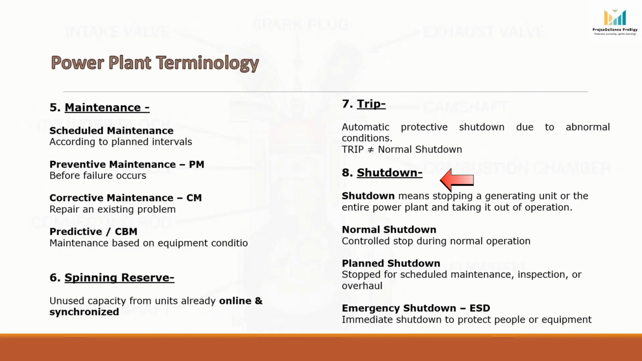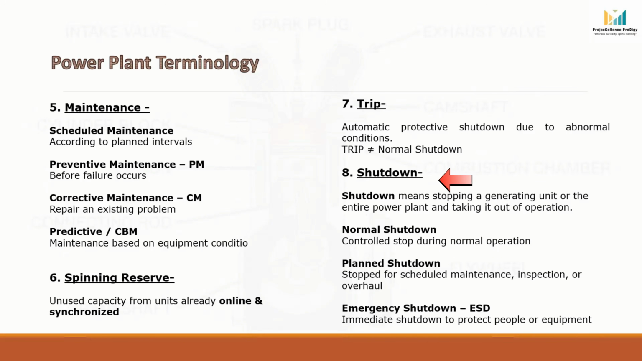For example, suppose one of our 9-megawatt gensets is running, but the grid no longer requires its power. In this case, the operator will normally reduce the engine load gradually, unload the generator, disconnect it from the grid and stop the engine according to the normal shutdown procedure. There is no emergency or equipment failure. So normal shutdown means controlled stopping of the unit during normal operation.